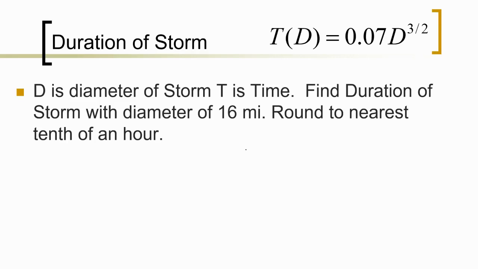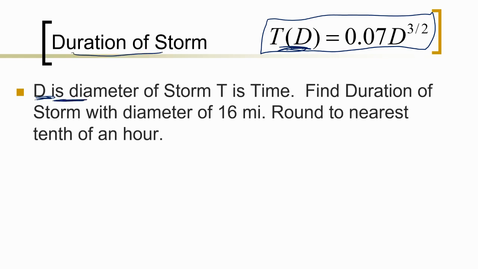In an application problem, we are given a formula. T of d is the function. Time in terms of duration. D is the diameter. And so we're trying to figure out how long it takes for this storm to pass. So we've got to find the duration of the storm, given a diameter, and we're supposed to round to the nearest tenth of an hour. So we're plugging in the 16 and then just working it out.